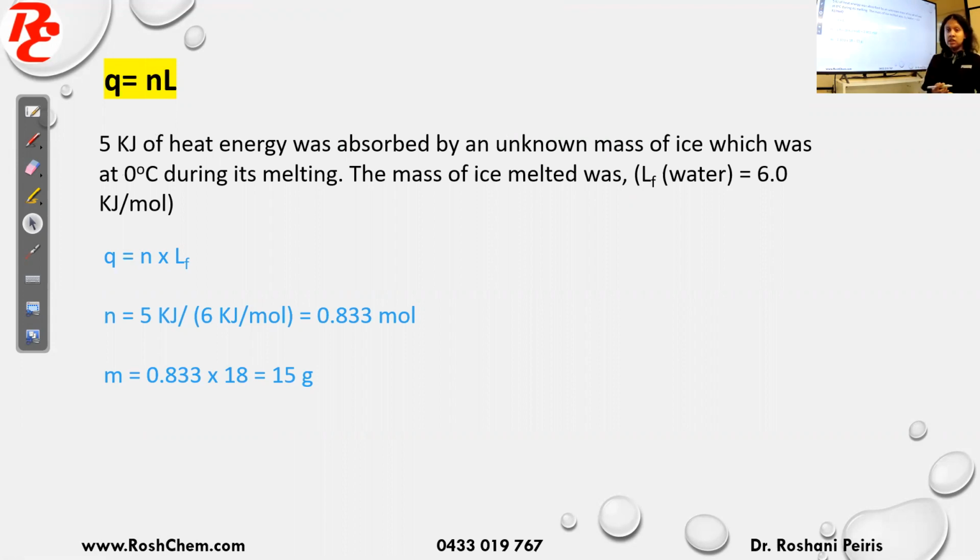So we have latent heat of fusion, which is called L_F, and also we have latent heat of vaporization, L_V. Latent heat of fusion is how much energy we should give to change 1 mole of a substance from solid to a liquid. L_V means how much energy we give to change 1 mole of a substance from a liquid to a gas.